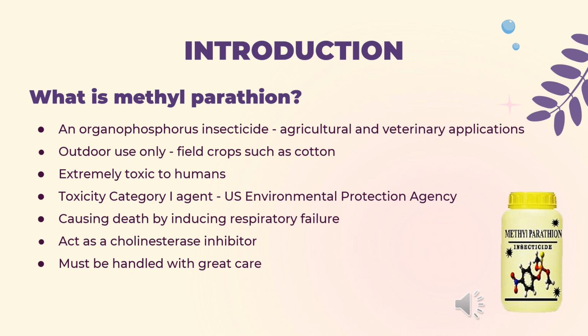First of all, methyl parathion is an organophosphorus insecticide with widespread agricultural and veterinary applications. It is approved by the U.S. Environmental Protection Agency only for outdoor use on agricultural crops such as cotton.